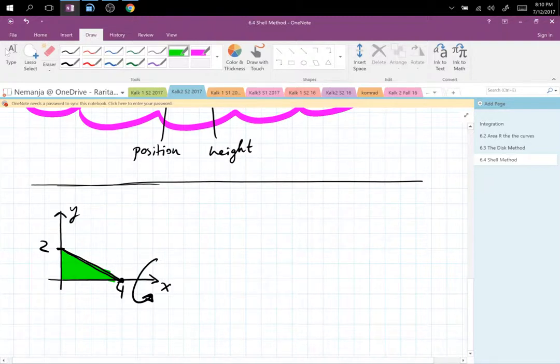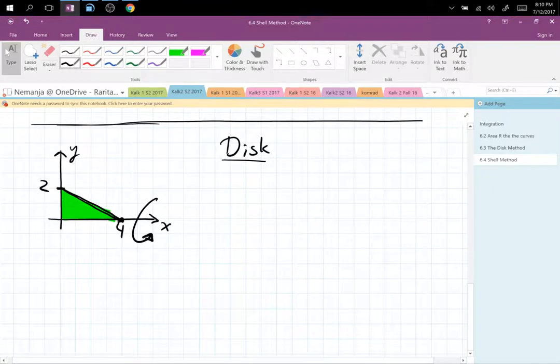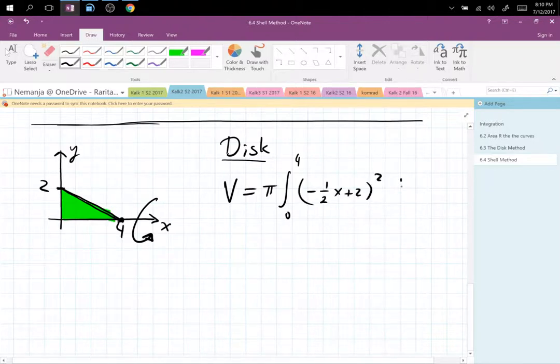And I'm going to use both methods for this. Now, first is the disk, because that's the one we already know. Get it over quick. V equals pi integral 0 to 4, and then the function over here is negative 1/2 x plus 2 squared dx.